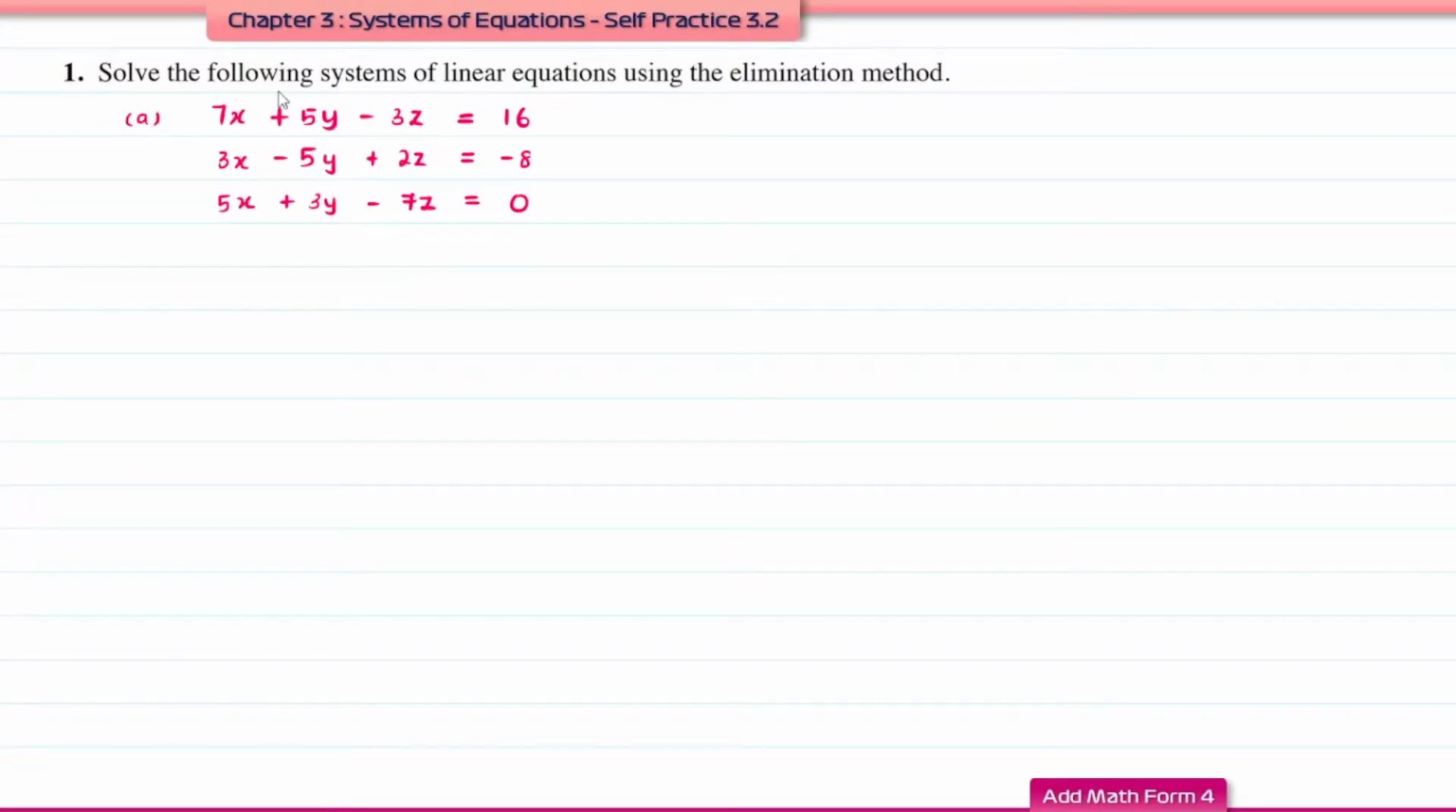Question number 1. Solve the following system of linear equations using the elimination method. So first for question A, I'm going to label each of the equations as equations number 1, 2, and 3. Next, I'm going to choose variables to be eliminated.